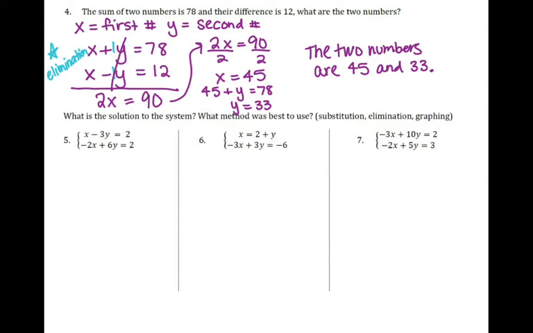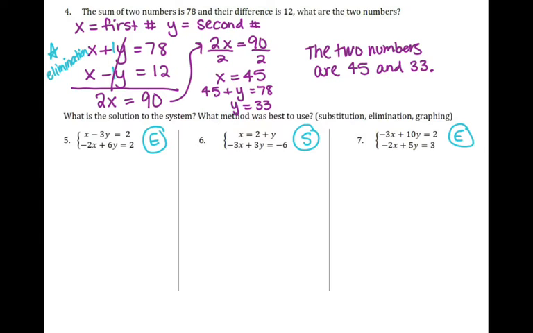Anytime you have a word problem, you should write your answer in words just so it coincides with the actual structure of the problem. For 5, 6, and 7, it says, what is the solution to the system? What method is best to use: substitution, elimination, or graphing? If I look at the way my system is structured for number 5, this is a good question to use with elimination. Number 6, I'm going to do substitution. And number 7, I'm going to do elimination again.